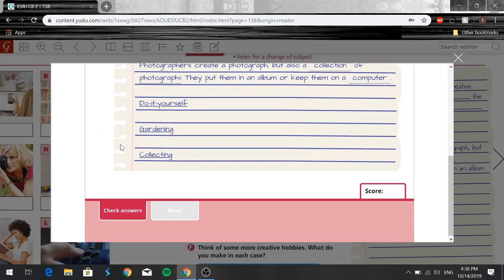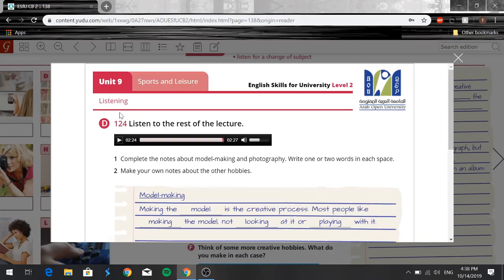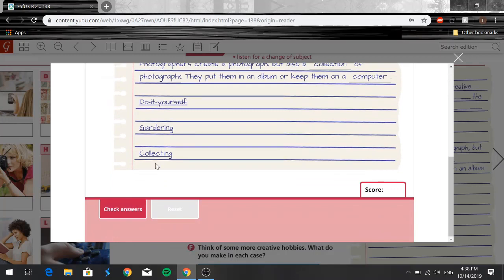Alright, so based on the audio here, we'll say that collecting is about making a collection, right? So putting stamps or coins or even shoes, basically anything that can be connected. You put them in either an album or organize them in a way that looks appealing to the people looking at your collection, or you're simply being proud of your collection, right?